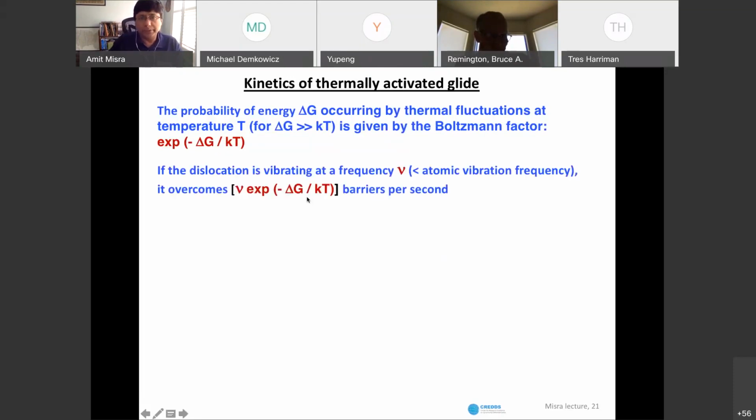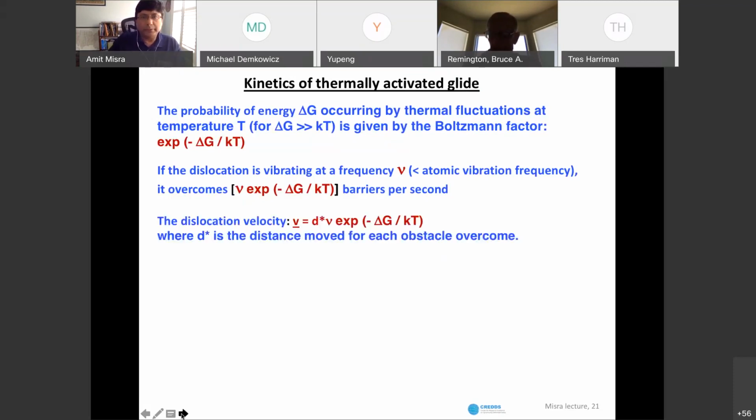And if the dislocation is vibrating by thermal fluctuation at some frequency nu, then it can overcome nu times that exponential term barriers per second. And if it moves a distance d star, then you can write an expression for dislocation velocity. It is the distance moved times the barriers overcome per second. So this becomes length per unit time. So this becomes dislocation velocity.